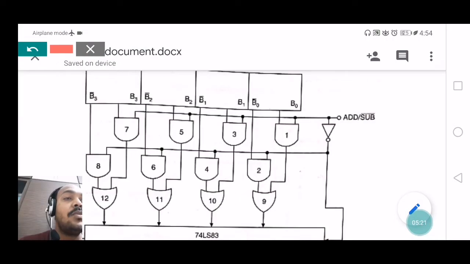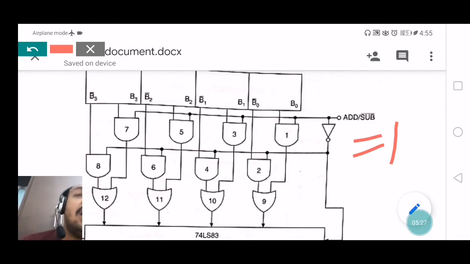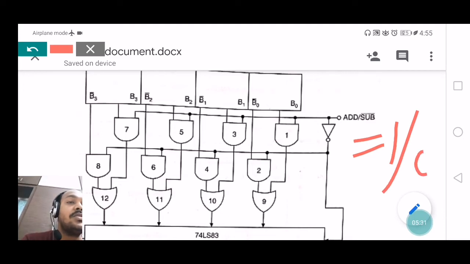And if you apply 1 for this control input, the circuit will act as an adder circuit. If you apply 0 for this control input, the circuit will act as a parallel subtractor. Okay, how? Let me explain one by one.